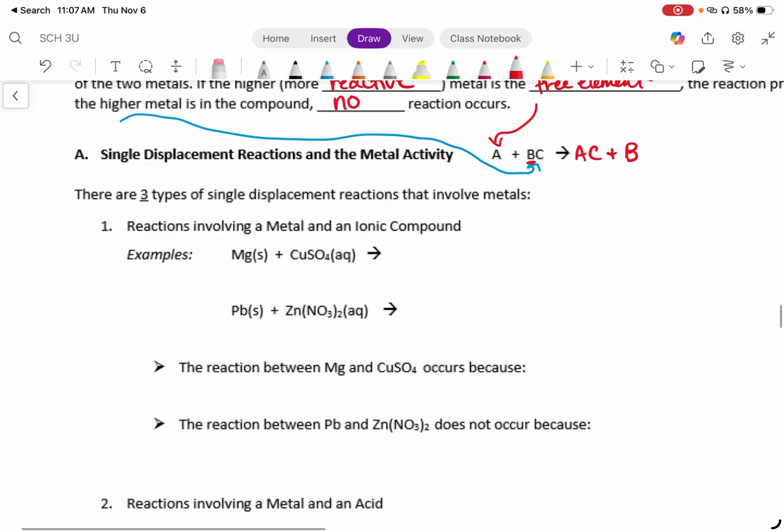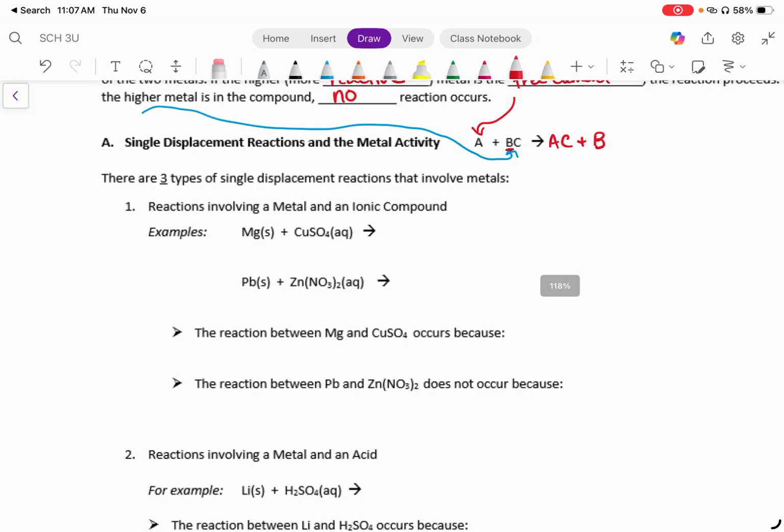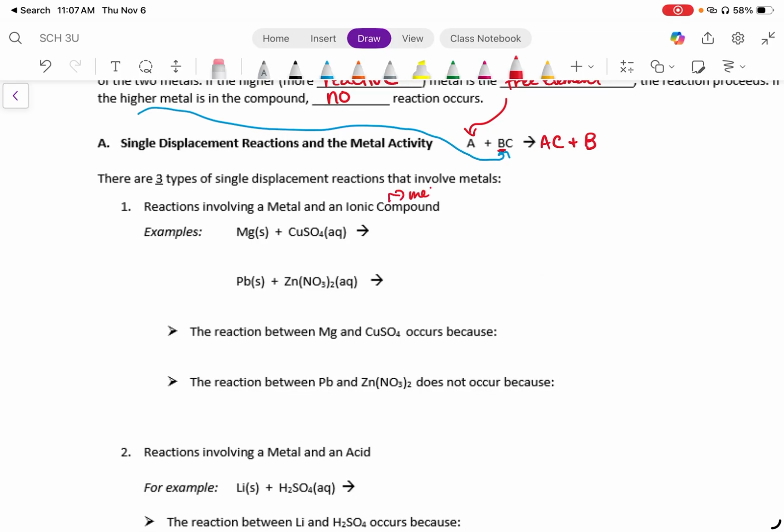There are three different types of single displacement reactions that we're going to take a look at, and these ones all involve metals. You could have a metal and an ionic compound. Remember that an ionic compound is just a metal and a nonmetal. Your nonmetal could be a polyatomic ion, right? So I have magnesium plus copper sulfate, right? I know that this sulfate ion is my nonmetal ion, and that's copper. So all I'm comparing right now is the strength of magnesium compared to copper.